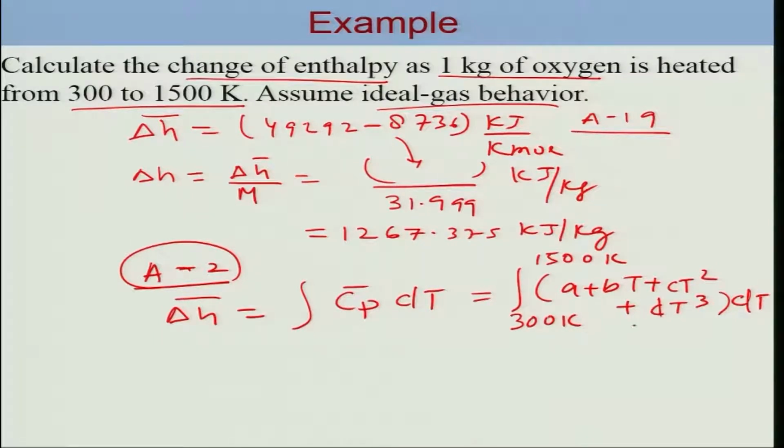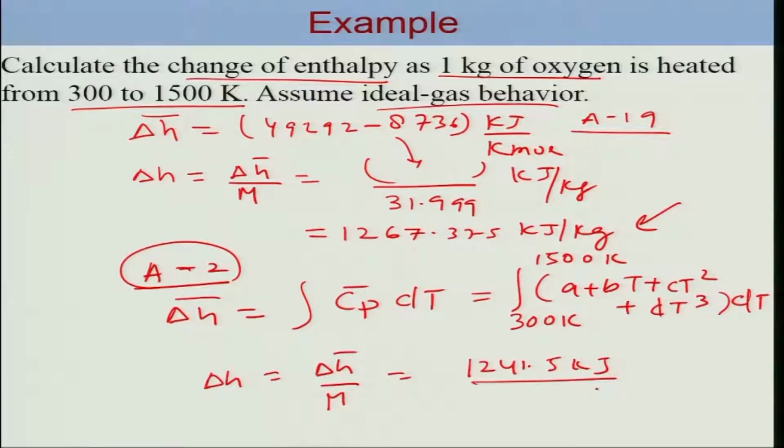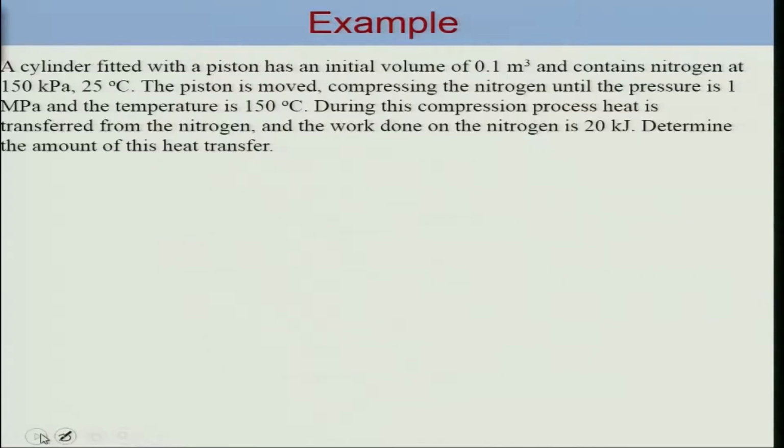And so without showing the details of the calculation, it turns out that delta H is around 1241.5 kilojoules. So the first method is much more accurate, and this one is not, but still it's very accurate compared. If you look at the difference, it is extremely small. So these are the different ways to solve problems. So we will take another example.